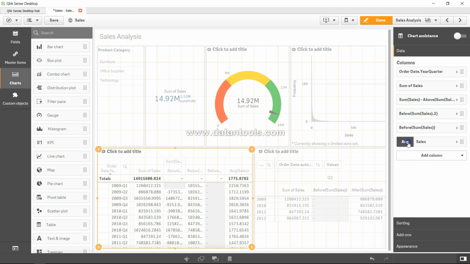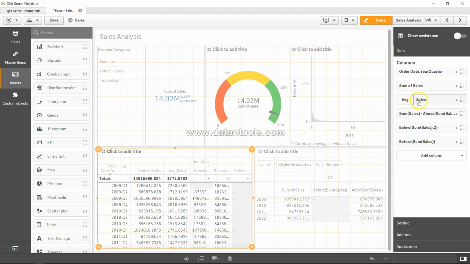So this type of calculation is very much needed, and what I'm doing is I'm just dragging it up so that average sale is beside sum of sale, and you can figure out with the help of some reasoning why it is behaving the way it is behaving. So this is about how you can use the average function to find the average value across the dimension, for the measure that is of your interest.